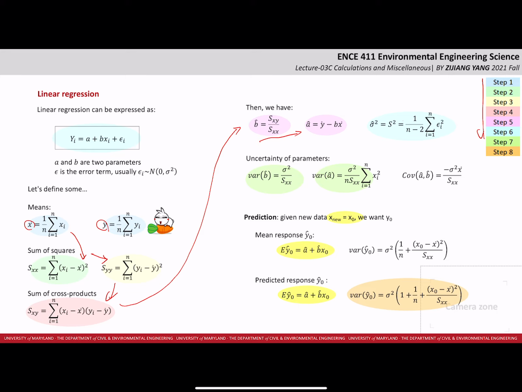And by knowing A and B, we can plug them into the linear regression equation to calculate eta. By knowing the eta, we can calculate this sigma. And by knowing the sigma, we can calculate the variance of B and the variance of A.